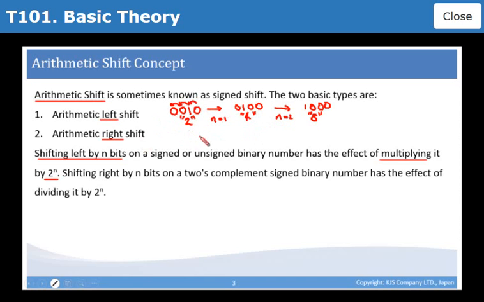A right shift we can do in the same way. We start with our 0010, and we're going to shift it this way 1 bit. If we do that shift here, we're going to be left with 0001, that's a decimal 1. As you can see, this agrees with the statement down here that shifting right by n bits on a 2's complement signed binary number has the effect of dividing it by 2 to the n. So you can see here we've divided by 2 to the n.